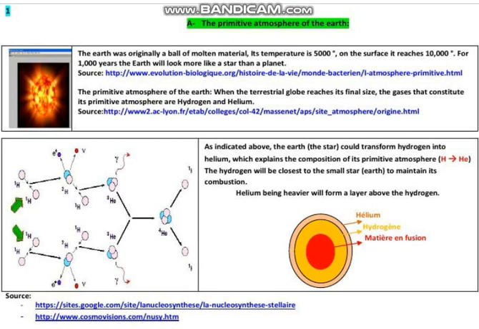When the Earth reaches its final size, the gases that make up its primitive atmosphere are hydrogen and helium. As mentioned above, the Earth, the star, has been able to transform hydrogen into helium, nucleosynthesis. This explains the composition of its primitive atmosphere, hydrogen and helium. Hydrogen is attracted to the little star, molten Earth, to maintain its combustion, like the stars. The heavier helium moves away and will form a layer on top of the hydrogen.